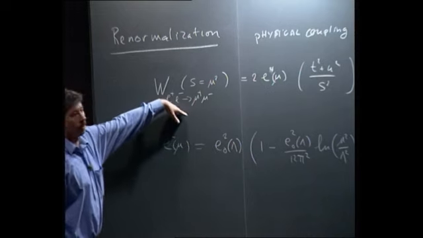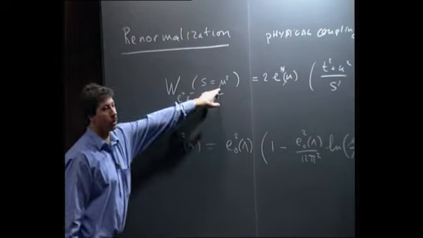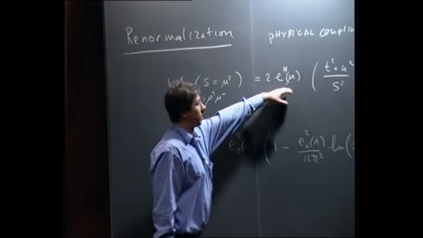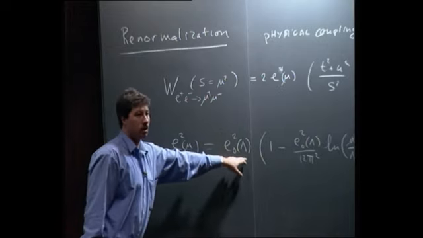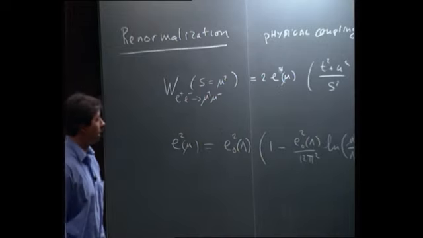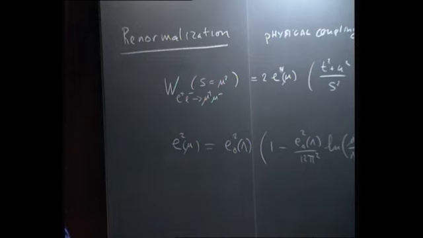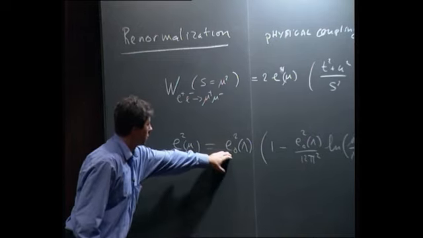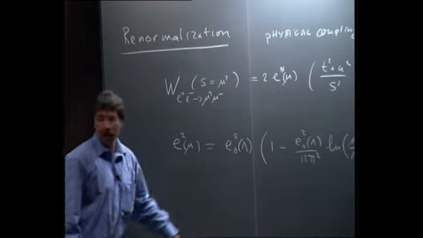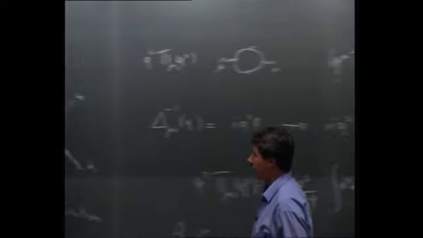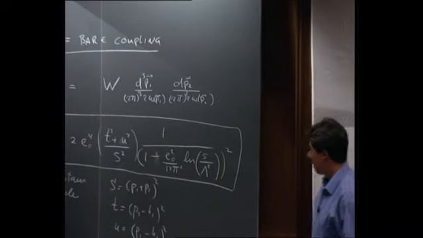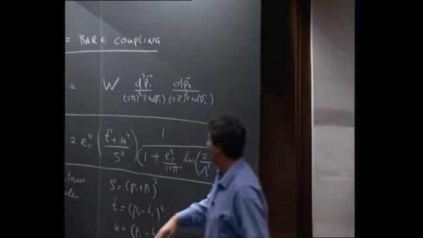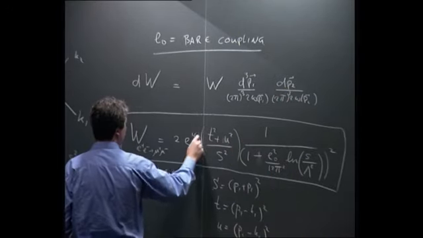I did one experiment, say at S equals mu squared, put it equal to this expression. This gave me the physical coupling, and then I read off what E0 of lambda is. And this is what I'm going to now put in the rest of my calculation. So I'll take this to be my physical bare coupling, and then in here I get the right answer if I take E0 now in this expression to be that function E0 of lambda.